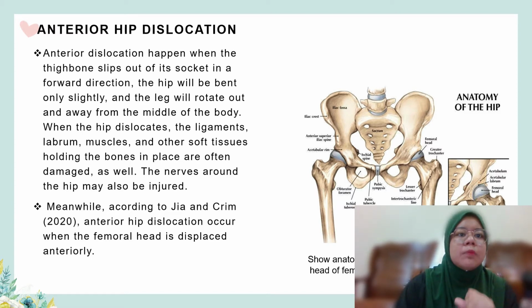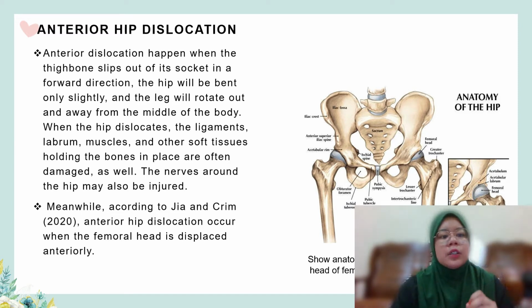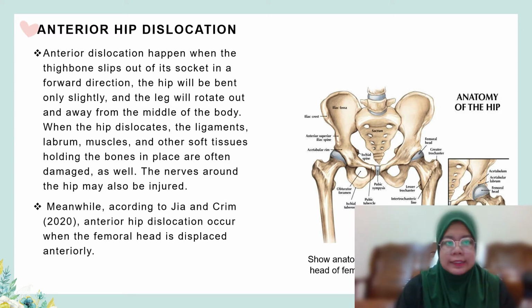Okay, anterior hip dislocation happens when the thigh bone slips out of its socket in a forward direction. The hip will be bent only slightly and the leg will rotate out and away from the middle of the body. When the hip dislocates, the ligament, labrum, muscle, and other soft tissue holding the bone in place are often damaged as well. The nerve around the hip may also be injured. According to Jia and Chim 2020, anterior hip dislocation occurs when the femoral head is displaced anteriorly.